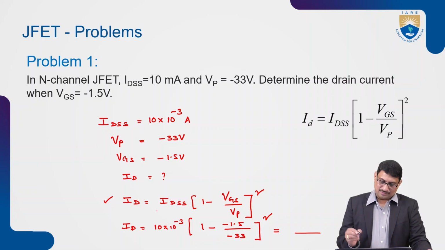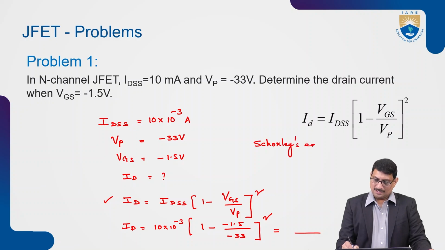So this equation which gives the relation between IDSS, VGS and VP is called Shockley's equation in case of junction field effect transistors. So by using this equation, we can calculate the drain current by knowing the other parameters. Right? So we'll move on to that.